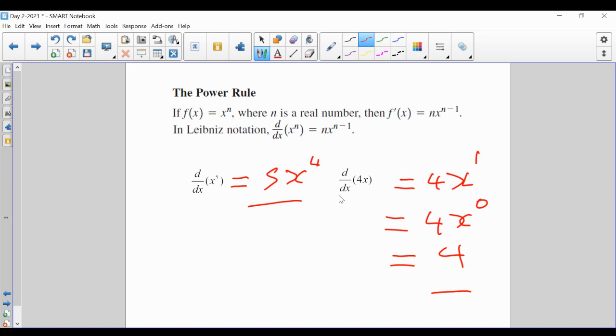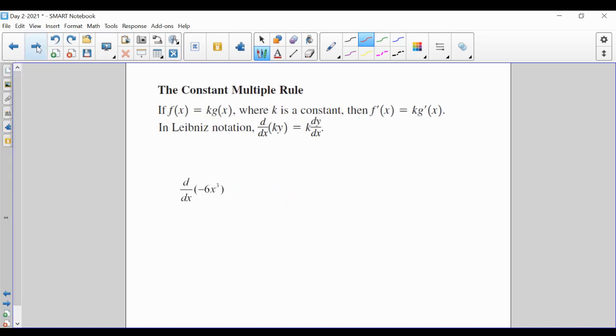So those are the first two that we've done. That's the power rule. The constant multiple rule, excuse me. So if there is a number in front of the function, so for instance, there's a minus 6 in front of that x cubed, then what you can do is find the derivative of the x cubed and then put the minus 6 at the end.